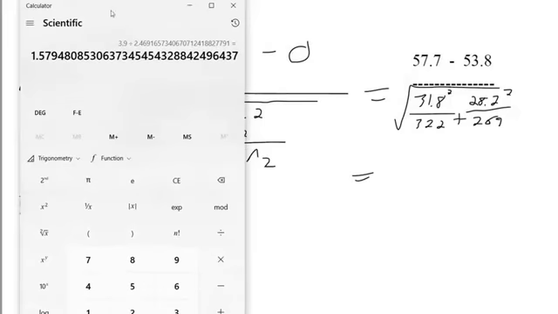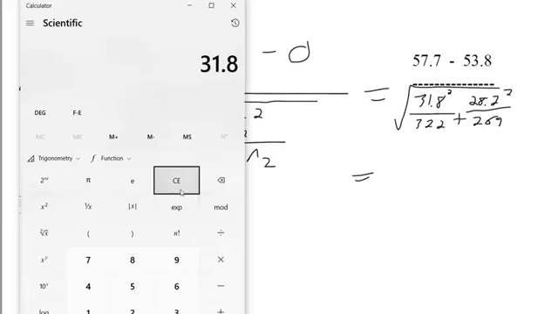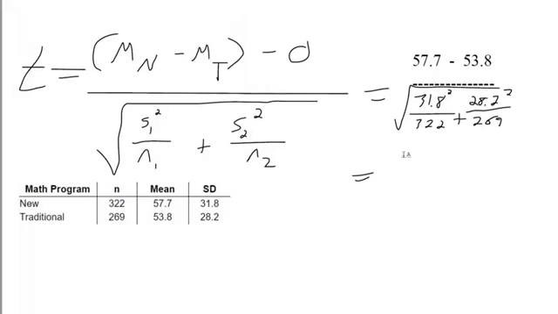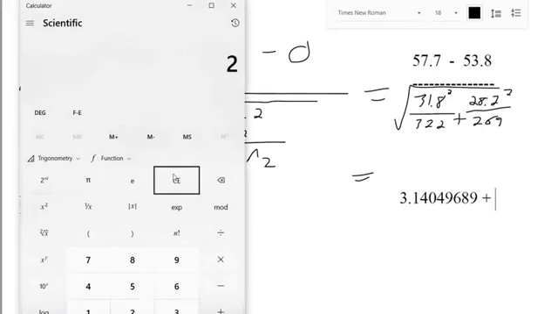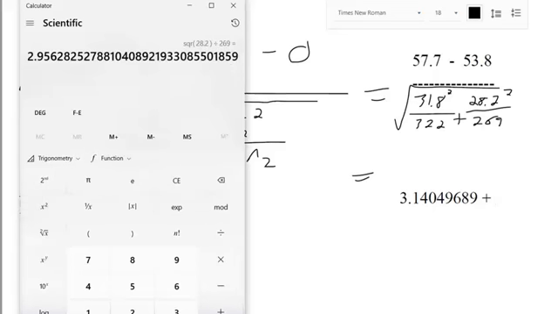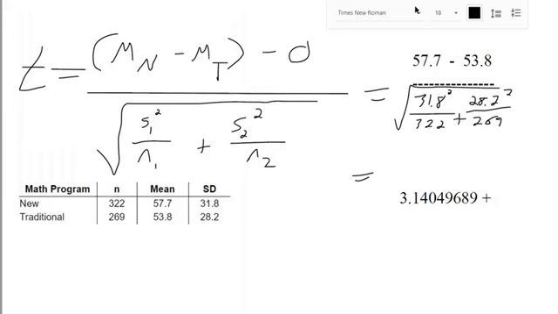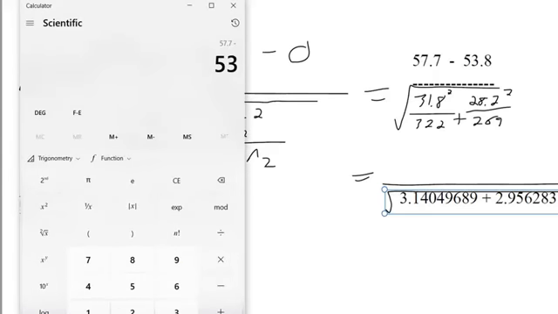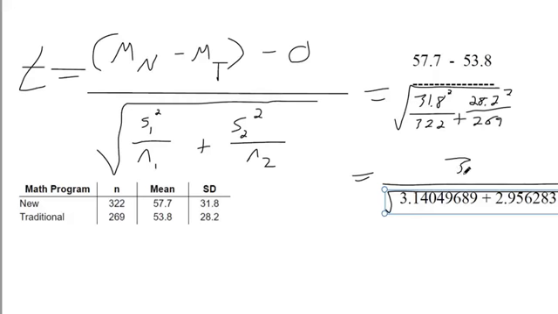And then if you simplify that, I'm going to do 31.8 squared first. Then we're going to divide that by 322. So this decimal number is my first term inside that square root. And then the second decimal number inside that square root, 28.2 squared, divided by 269. Going to round that up to 3. Okay, so that's inside a square root in the denominator still. And then the numerator, I got 57.7 subtracted by 53.8, so that's 3.9.